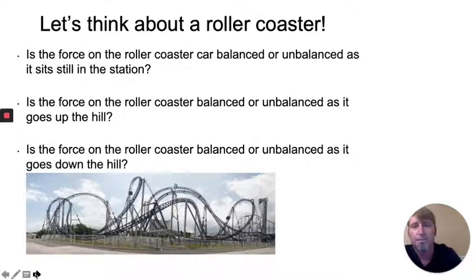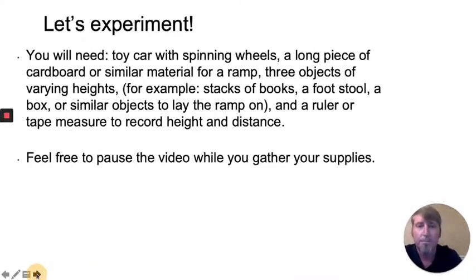Let's experiment. You will need a toy car with spinning wheels. You can use the same one from before if you want. A long piece of cardboard or a similar material for a ramp. 3 objects of varying heights. For example, stacks of books, a footstool, a box, or similar objects to lay the ramp on. And a ruler or a tape measure to record height and distance. Feel free to pause the video while you gather your supplies.